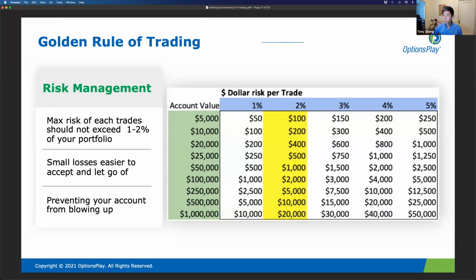Does the max 2% rule apply to trade costs or total value of the account? The 2% rule is the max risk of a trade relative to your total account value.